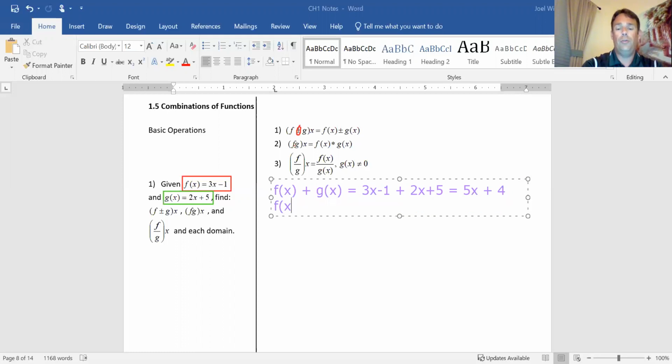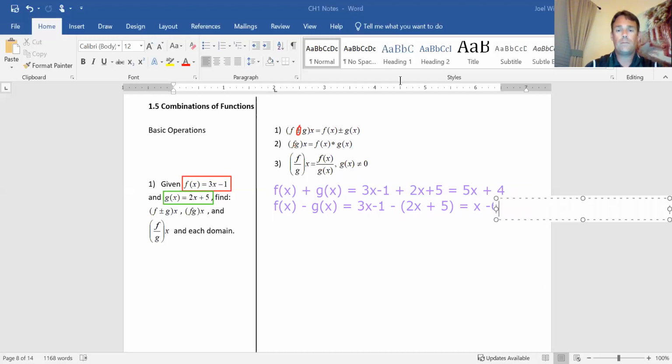The same thing is we can also do this for subtracting functions. So 3x minus 1 minus 2x plus 5. Just remember, you guys are pre-calc kids, so you've done this before. Make sure you take that negative and distribute it not just to the 2x, but to the 5. So we have 3x minus 2x, which is x, and negative 1 minus positive 5, which is negative 6. So we end up with our difference function.